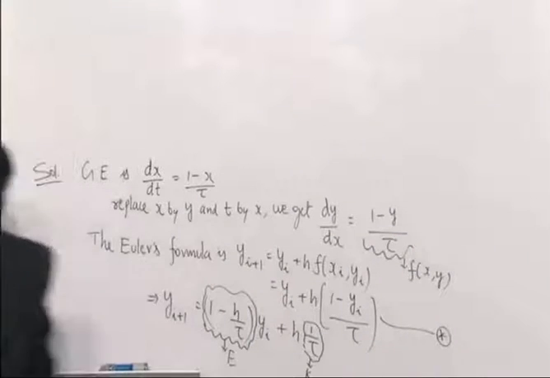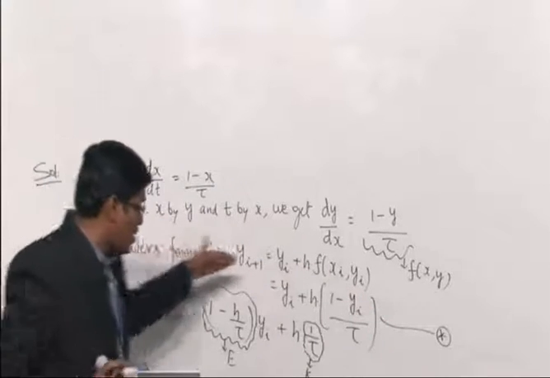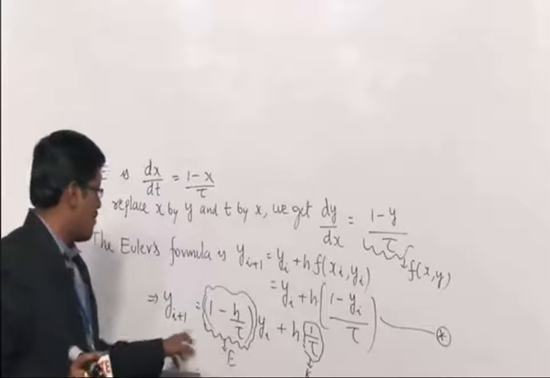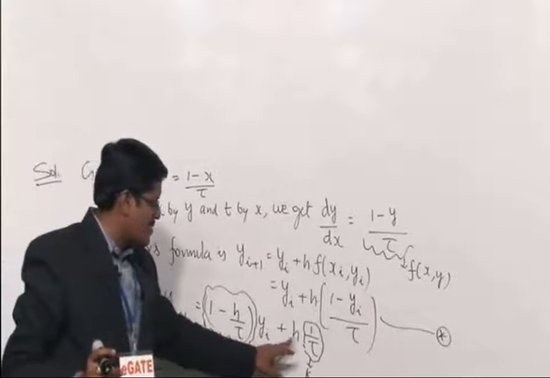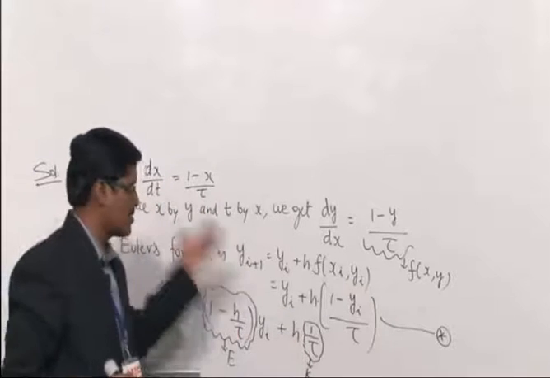See, what I told, stability analysis: convert your Euler's iteration formula star into the form y i plus 1 is equal to E into y i plus h into K, where K is a constant or containing x i term. Just look at your previous procedure.